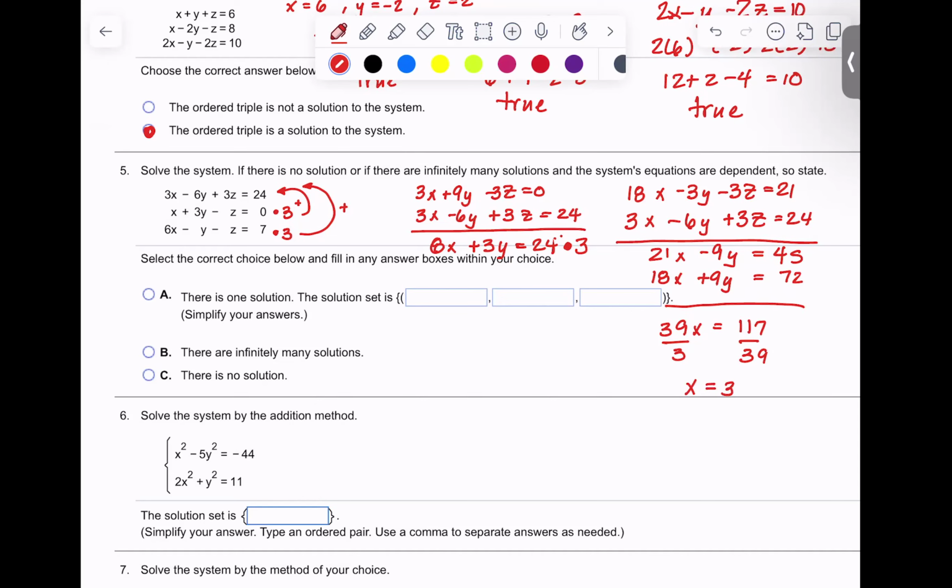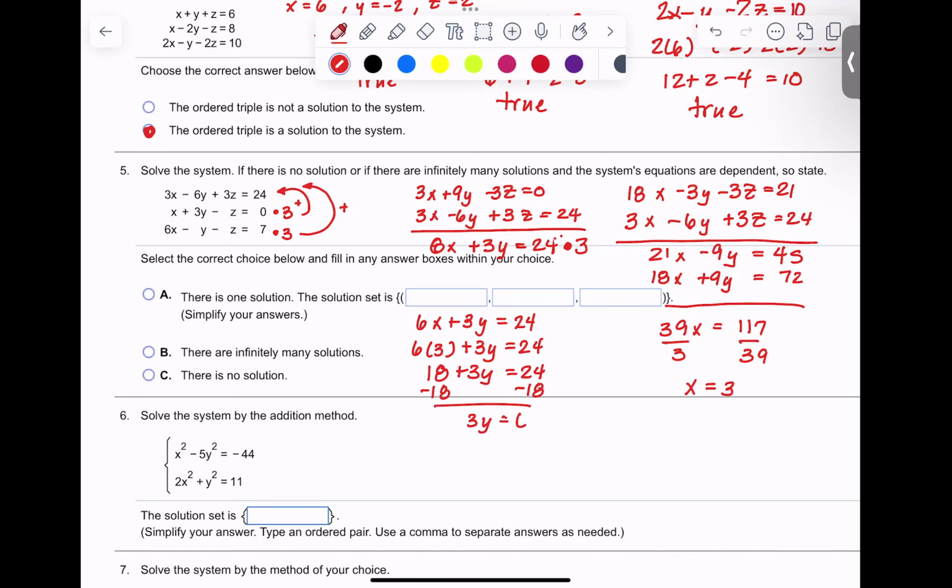Let's back substitute and find y. I'm going to back substitute into this equation, the 6x plus 3y is equal to 24, to find y. So I have 6 times 3 plus 3 times y is 24. 18 plus 3y is 24. Subtract the 18 from both sides. I get 3y is equal to 6, and y would be equal to 2. So I got x is 3, y is 2.